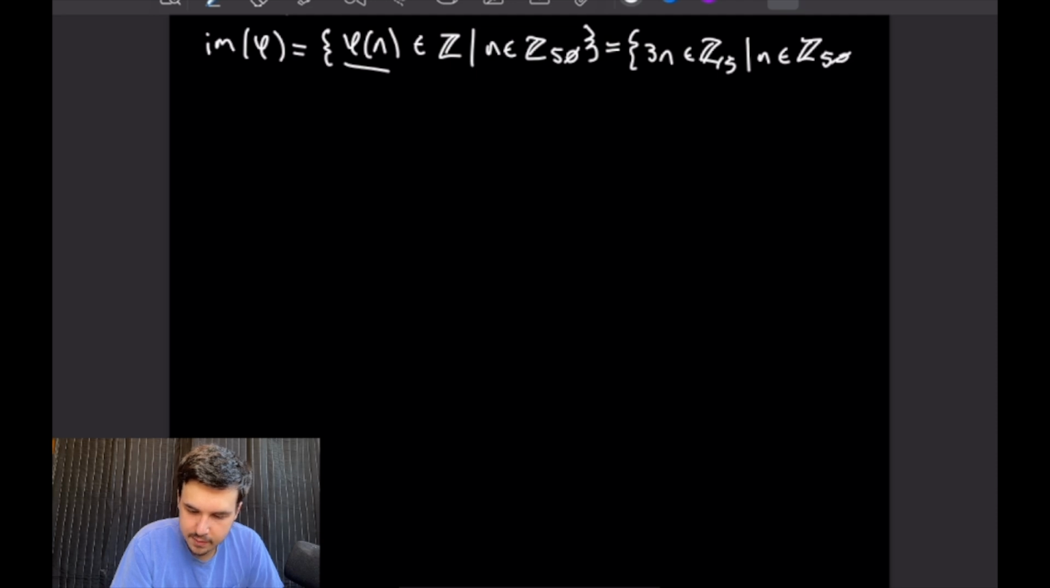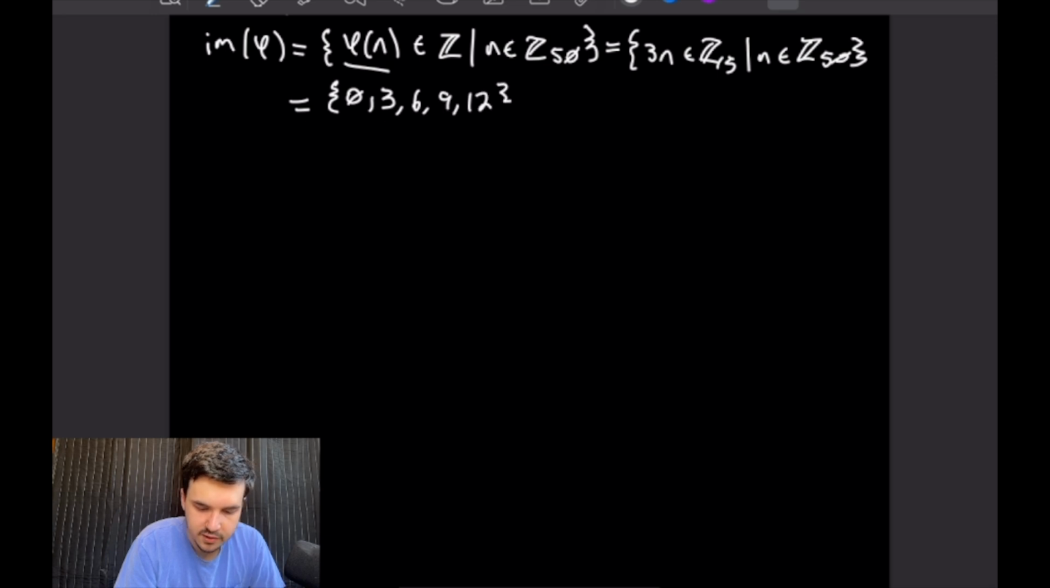But we can see the only multiples of 3 that are going to live in our Z15 here are just multiples of 3 mod 15, which would be 0, 3, 6, 9, and 12. And of course, if we do another multiple of 3, we will go right back to 0. And this is, of course, isomorphic to Z5. Great, so that is our image for phi.